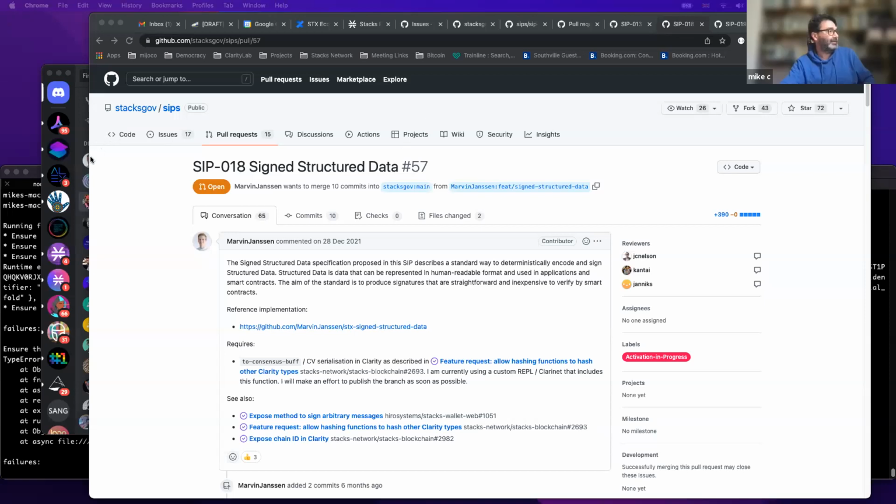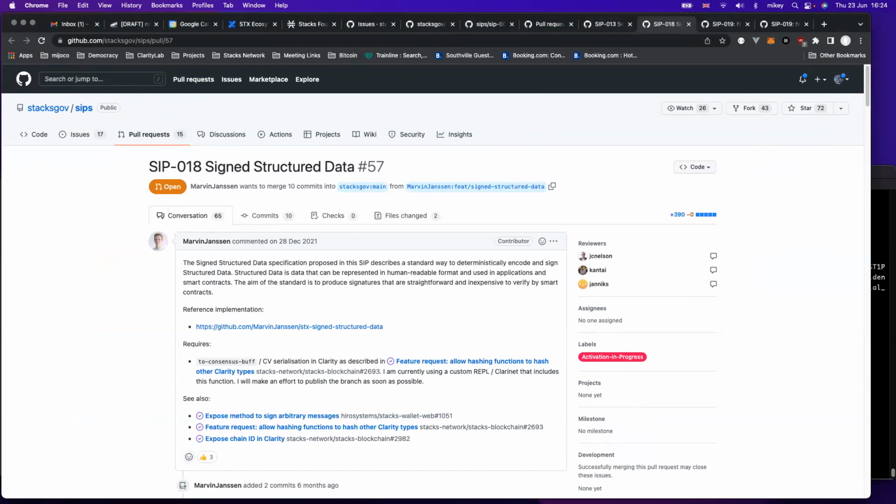Can you see SIP 18? Or can you see a load of code? You can see SIP 18. Great.